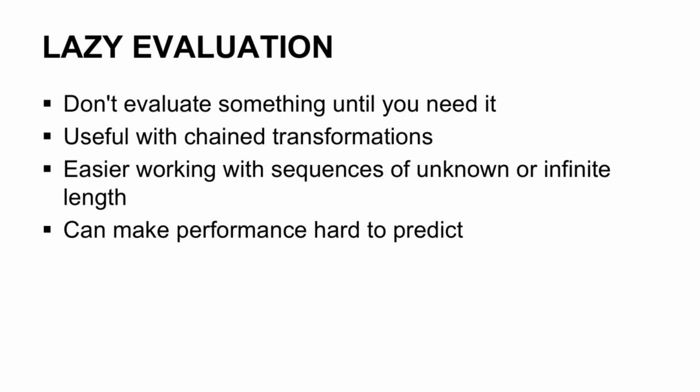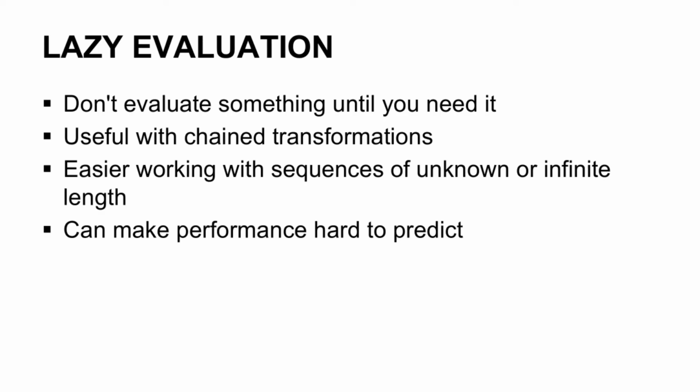Lazy evaluation is another characteristic of functional programming languages and simply means not calculating something until you need it. This is useful with chained transformations, where, for example, we want to add 1 to each number in a list and then square each resulting value. Traditional eager evaluation will transform the original list and then apply the second transformation to get the result. Lazy evaluation will apply the two transformations element by element, so that it will add 1 to the first element and then square it.